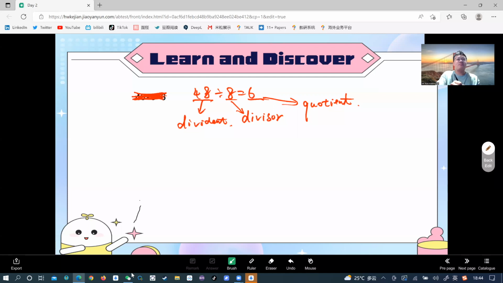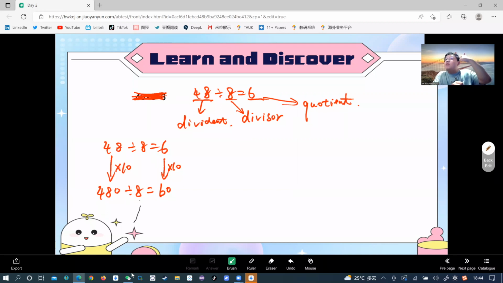All right. So, you see, we know that 48 divided by 8 equals 6. And now, if I times, means I enlarge this dividend by 10, what's going to happen to the result? So you see, we're going to do 480 divided by 8. What do we get? Yes, it's 60. So it means the change to the result can be exactly the same as the change to the dividend. Are we good? Okay.